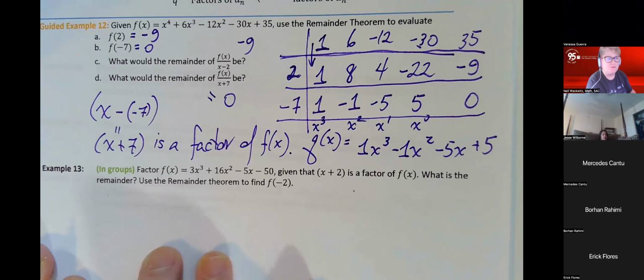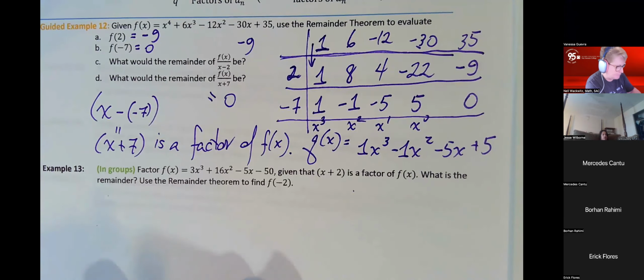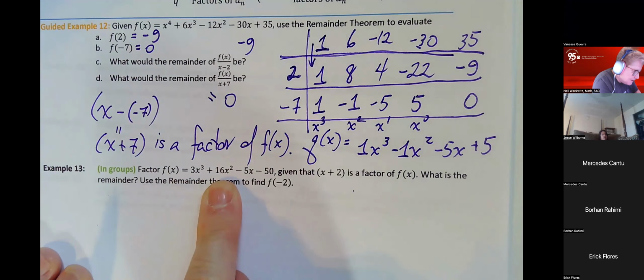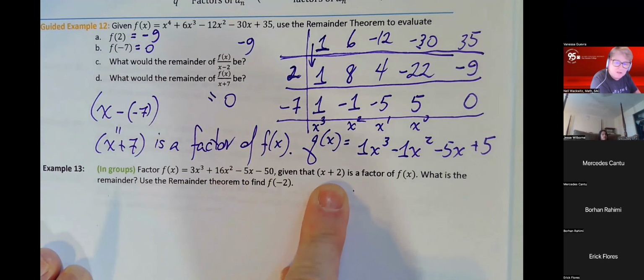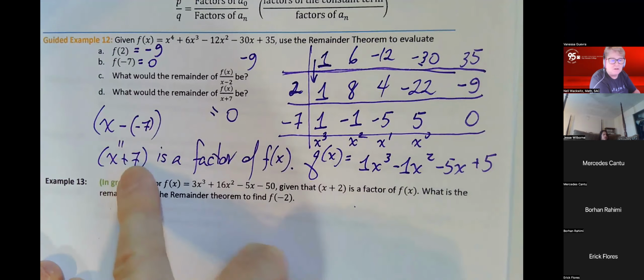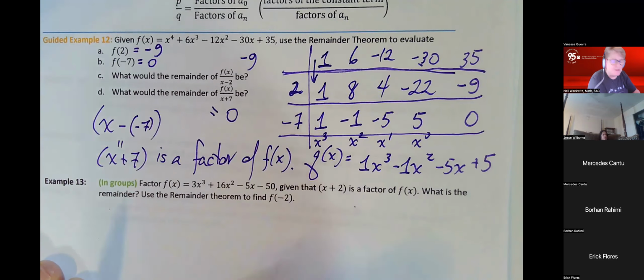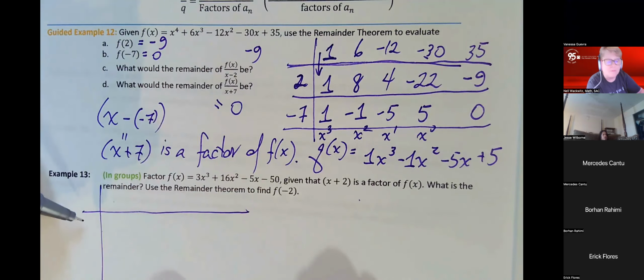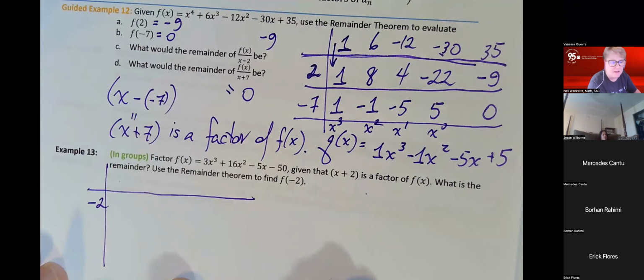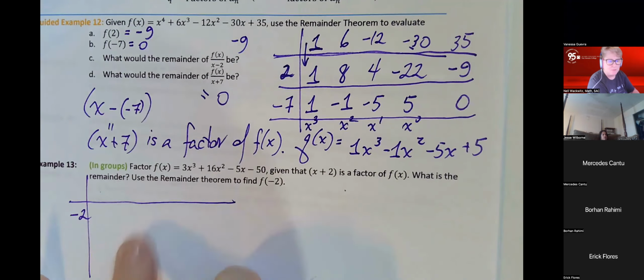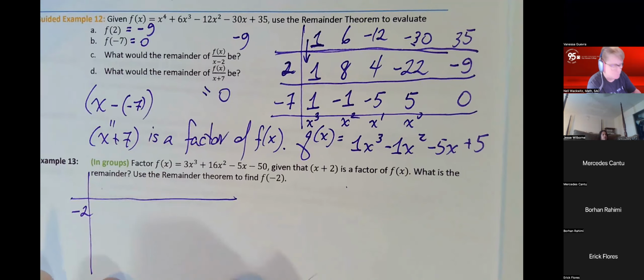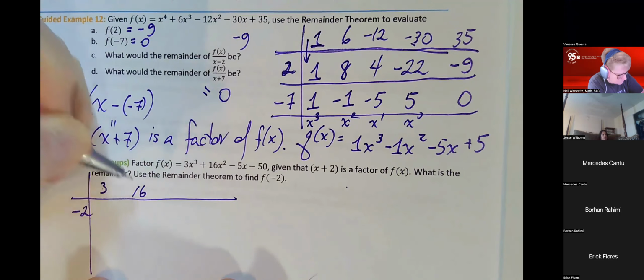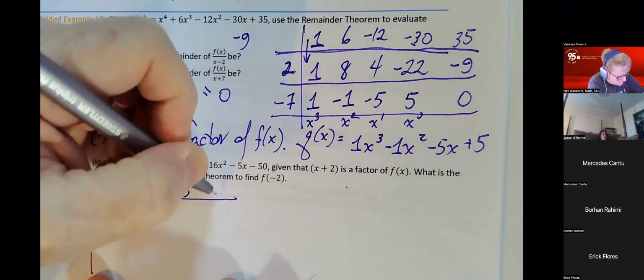So I'm only going to do what you tell me to do on this next example. We want to factor f of x if we know that x plus 2 is a factor. So let's see. What is that the same as plugging in? What number? Is it -2? Yes. And what am I going to put the -2 into? What do I put across the top? 3, 16, -5, and -50. Excellent.